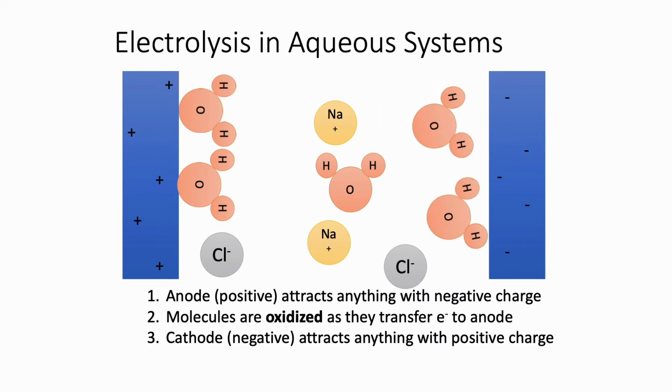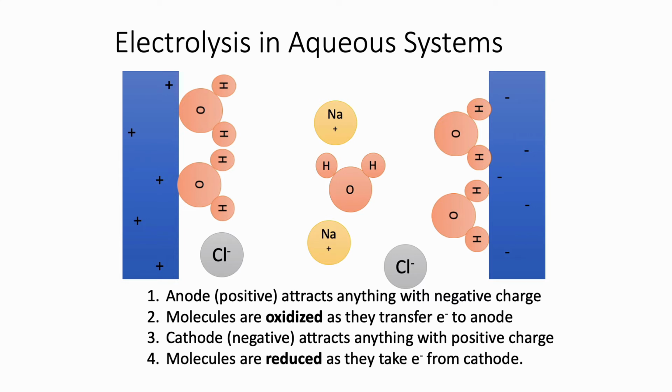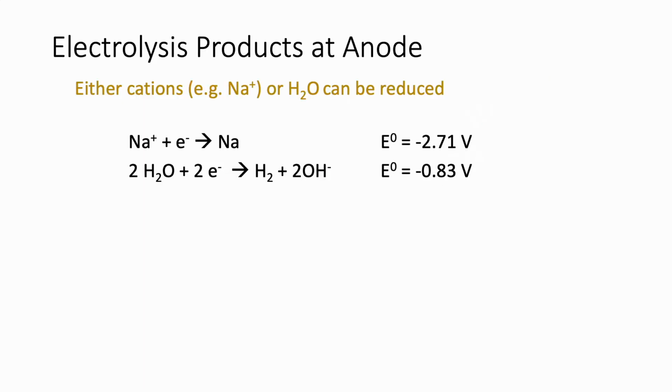Likewise, the cathode could attract anything with a positive charge, which could include the positive end of the water dipole, so that would be the end with the hydrogen atoms. And then if that was true, then the water molecules would be reduced by the cathode. So how do you know which will happen?